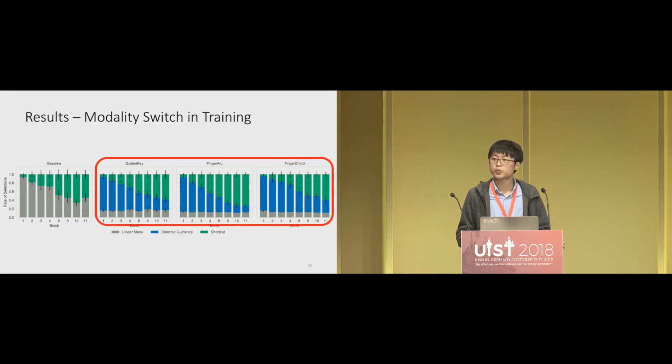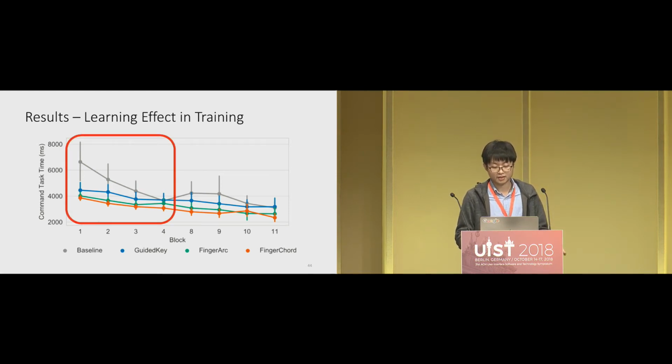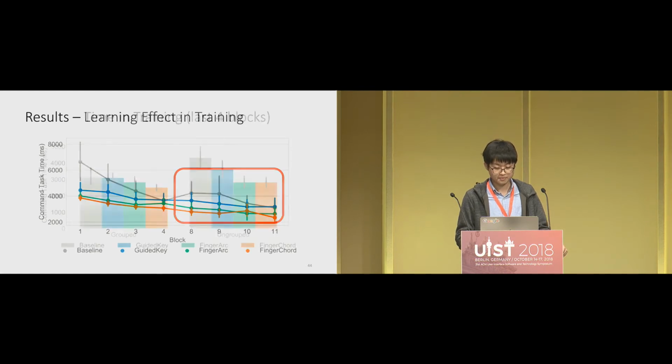For shortcut techniques with guidance, linear menu usage was very small since the beginning. Look at the gray bar again. You can see participants gradually transition from shortcut guidance, the blue bars, to direct shortcut activation, the green bars. Then let's look at the time during training. We found there's a learning effect for the first 4 blocks, and then the learning stabilized in the last 4 training blocks.